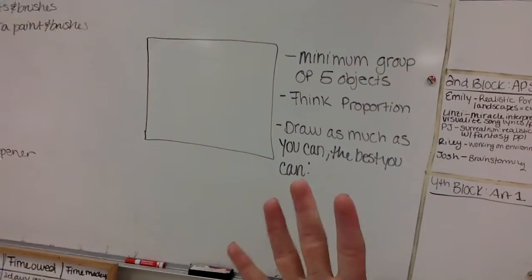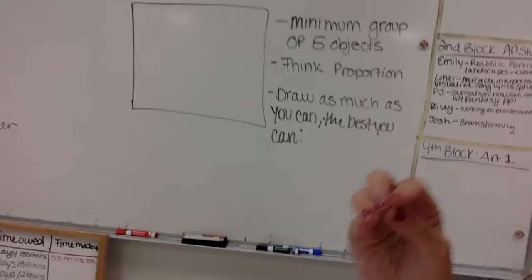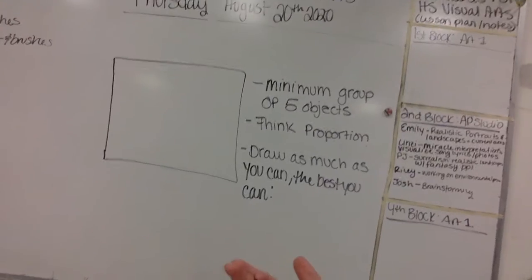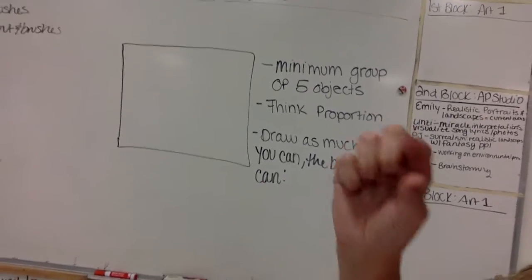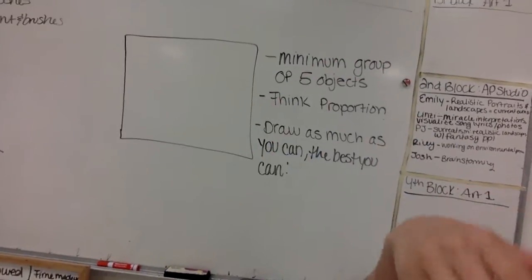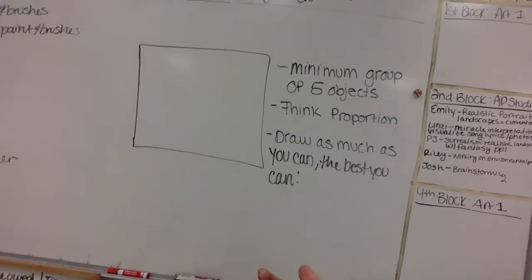So back to the board. Okay, so a minimum of 5 objects. Think about proportions. I know we have not studied it, or some of you may have not, but just think in terms, don't draw things itty-bitty. I don't care if they go off the page, but they need to be proportional to one another.